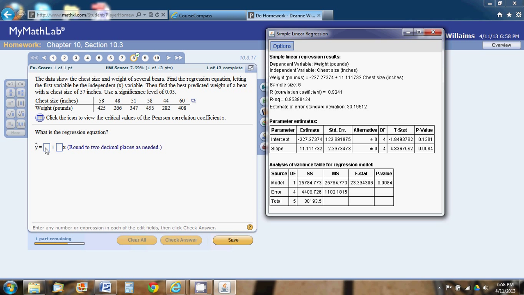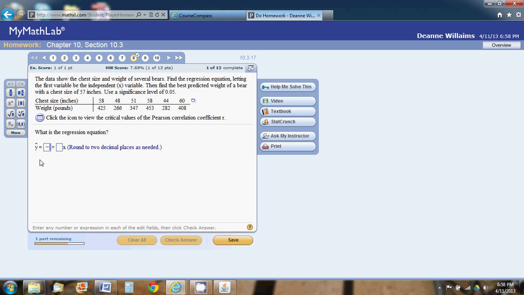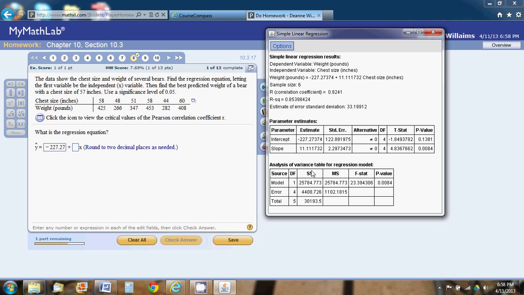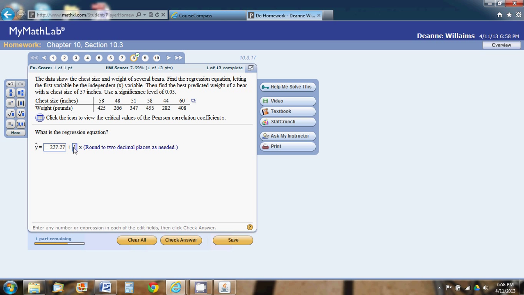So if we round to 2 decimal places, we get the y-intercept and the slope. The slope is what's multiplied onto your x variable. What that means is for every inch in chest size that we increase, we're going to increase the weight by almost 11 pounds. And then we'll use this to predict.